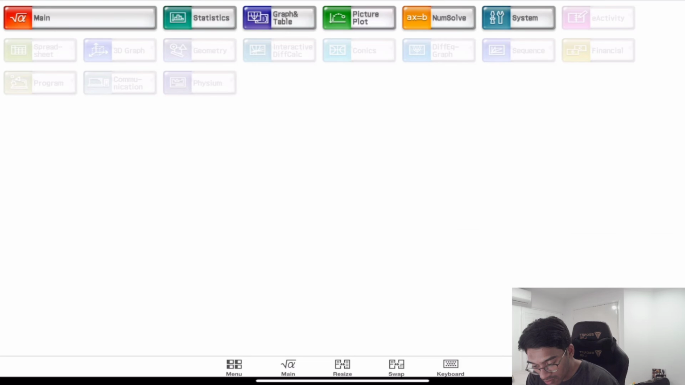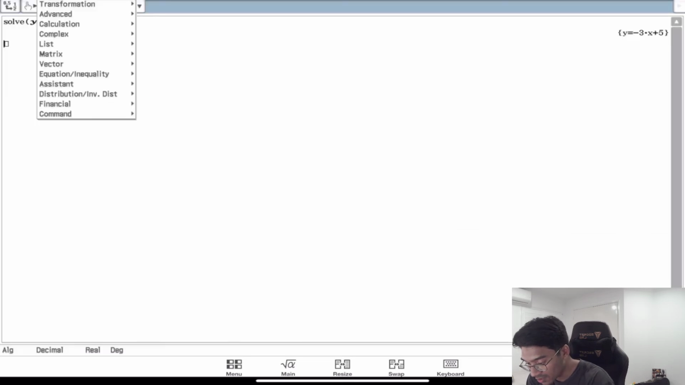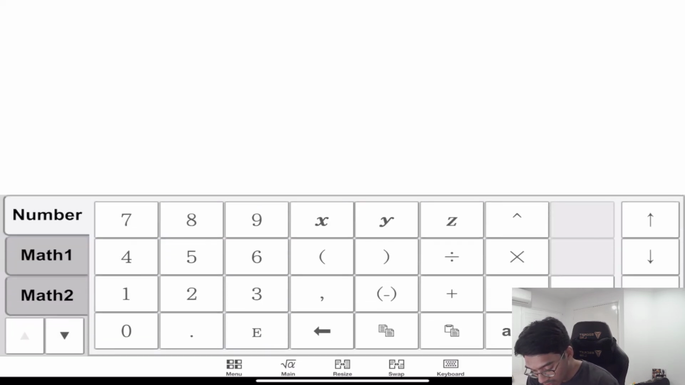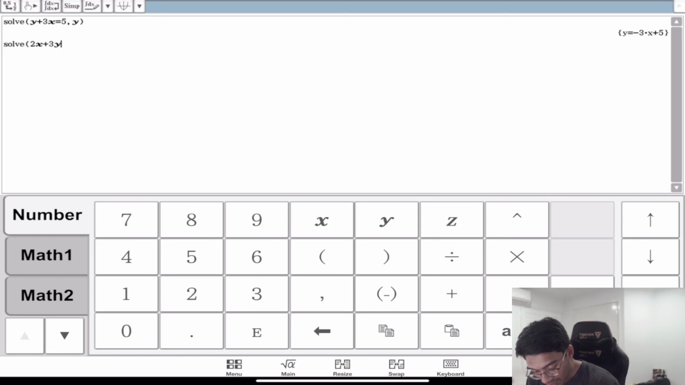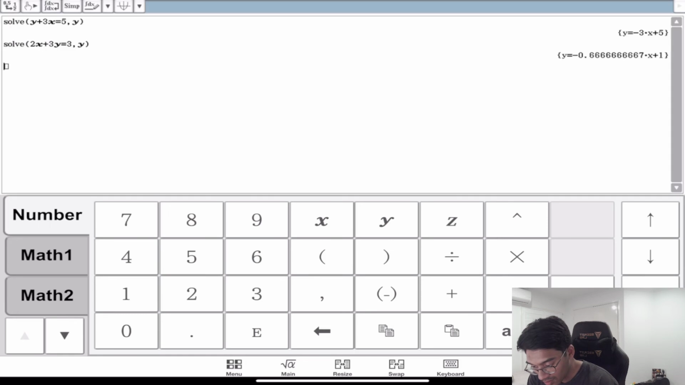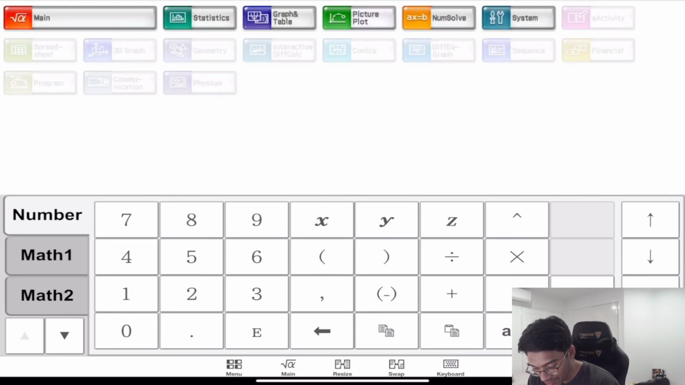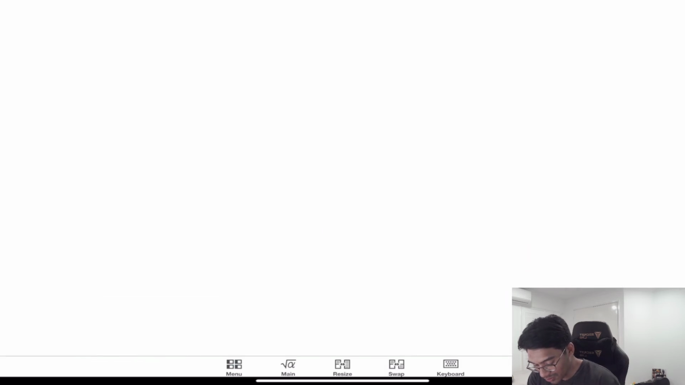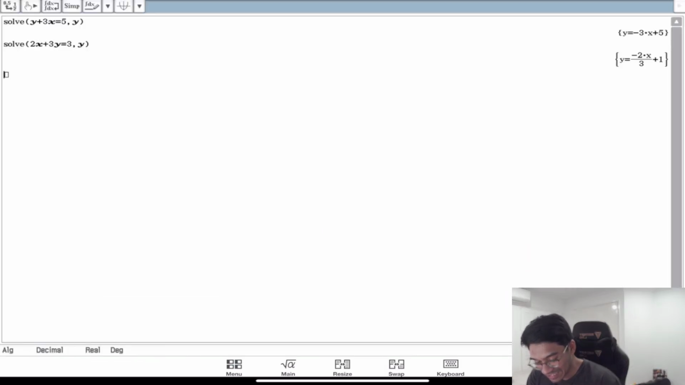So I'm going to go to menu, main, action, advanced, solve. 2x plus 3y is equal to 3, comma y, close bracket, EXE. Now sometimes you get something like this. You can keep it like that, or if you want to go to standard, you can do that. I won't do that, it confused you guys. There we go.